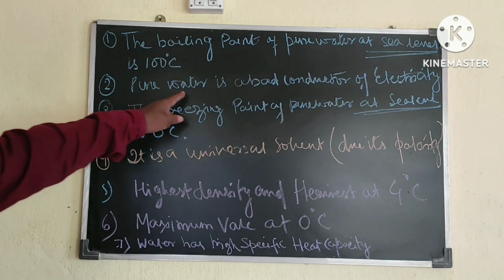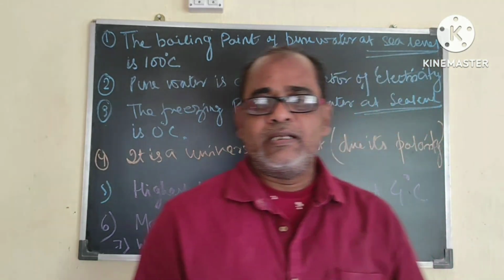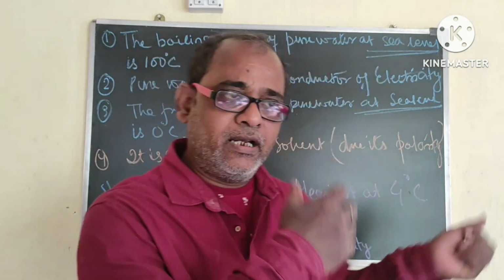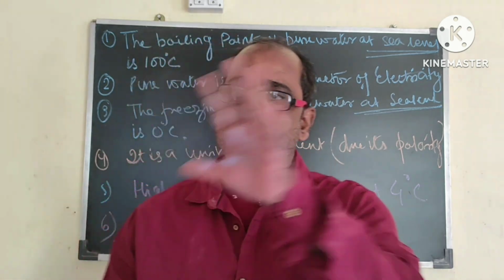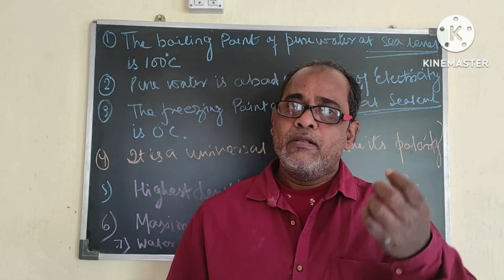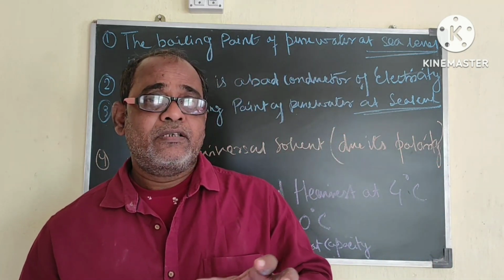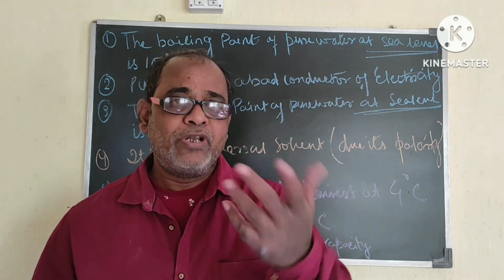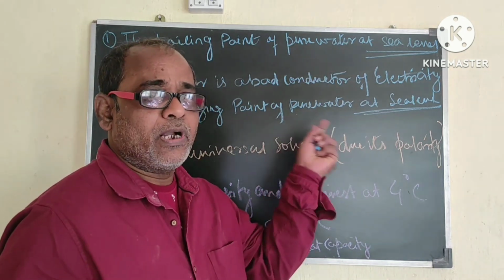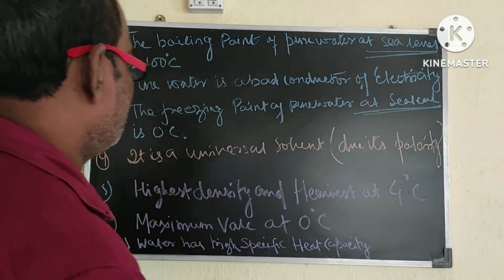Point number 2: pure water is a bad conductor of electricity. It means it does not permit the electric current to pass through it, as in the earlier classes we learned during the process of electrolysis. In that case we have to add some impurity to the water, or take acidulated water, which I have already explained, to pass the current through it. So pure water does not pass electric current through it, so it is a bad conductor.